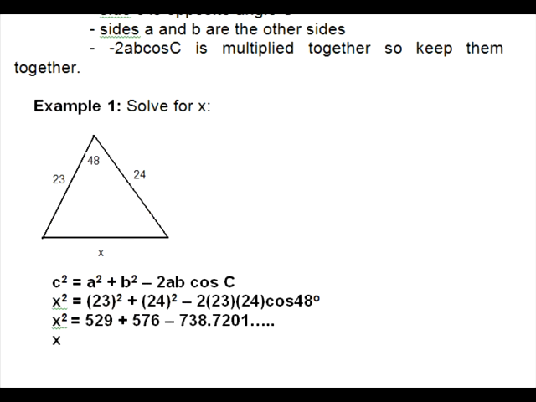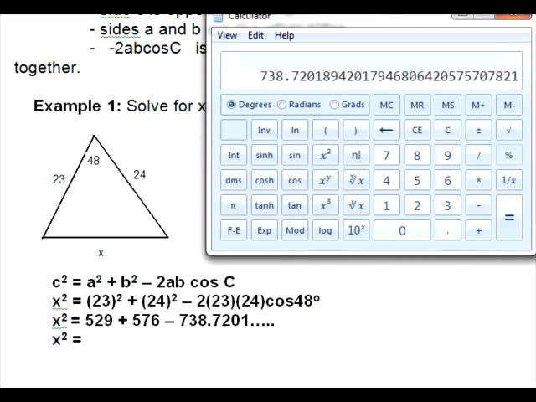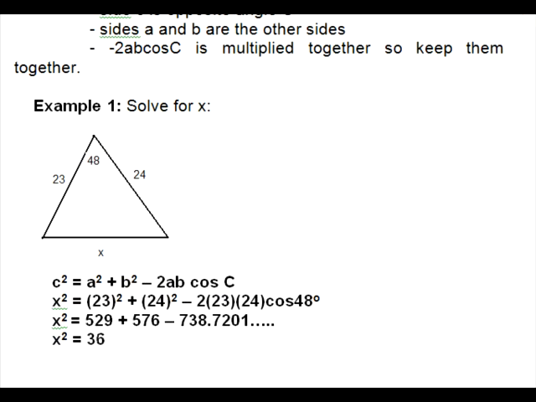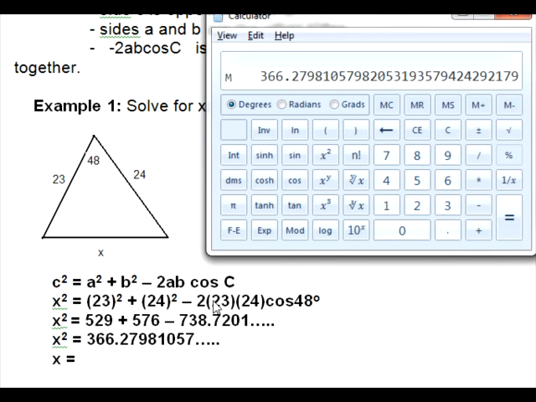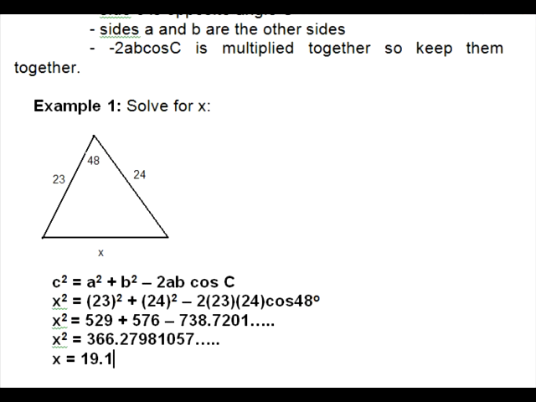And I'm going to write x squared equals 529 plus 576 minus my answer, which equals 366.2798105. And finally, to get rid of the square, you're going to do the square root, and the square root of that is going to be 19.1 to 1 decimal.